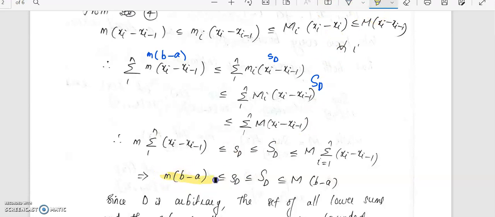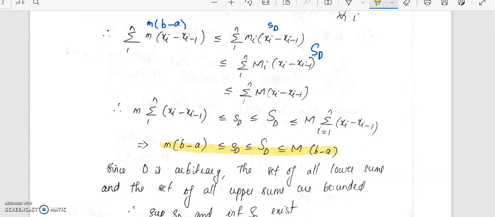So we will get m into b minus a less than or equal to small s D, less than or equal to capital S D, less than or equal to capital M into b minus a. Now d can be any partition. So here d is an arbitrary partition, so this inequality will hold for any partition d.